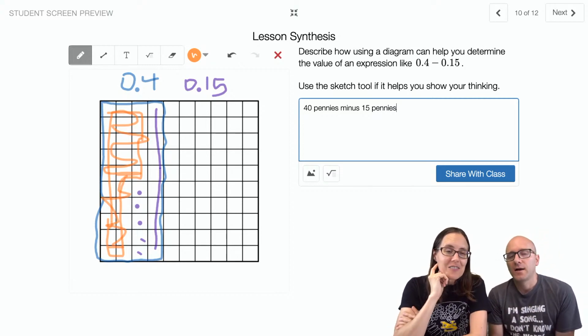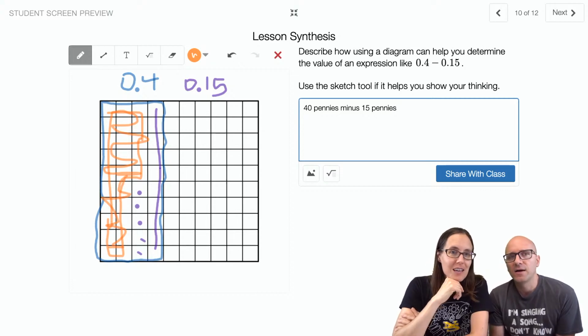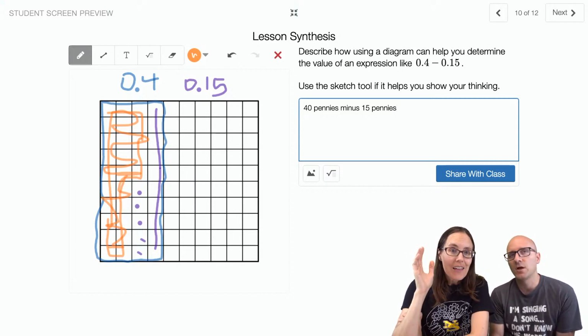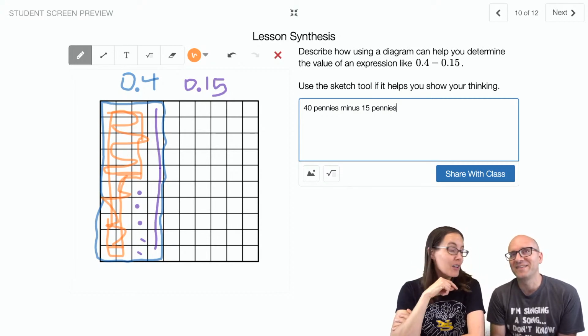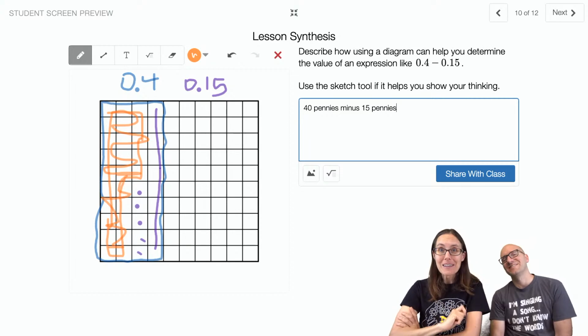I like what I'm seeing in the chat here from Emrea. So 4 tenths columns is what you start with, and then you need to take away 1 tenth column and then take away half of another tenth column. Perfect. That's a great way to describe it.